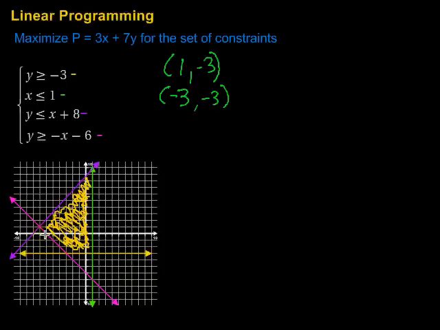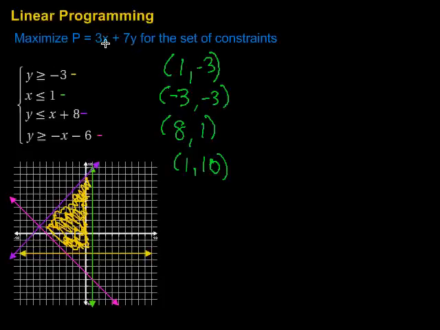Then, working my way around here, this one is going to be back here at negative 1, 2, 3, 4, 5, 6, 7, 8, and positive 1. So 8, 1. That's that one. Then back up here to the top, we're at 1, and that point is at 1, 2, 3, 4, 5, 6, 7, 8, 9, 10. So we're at 1, 10.